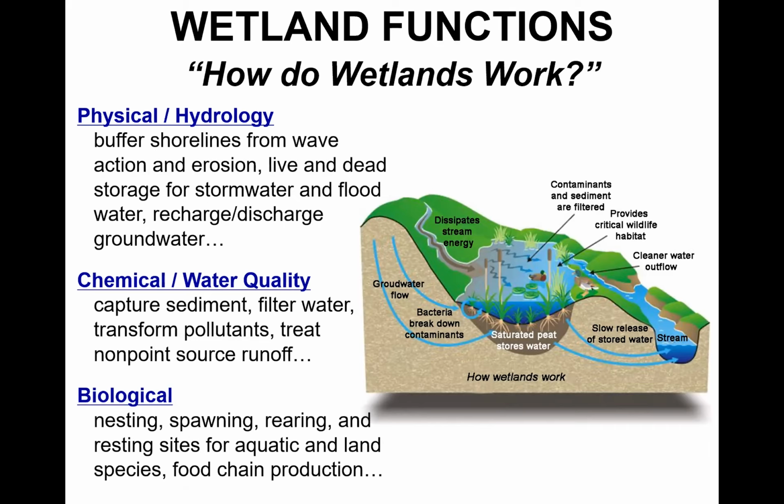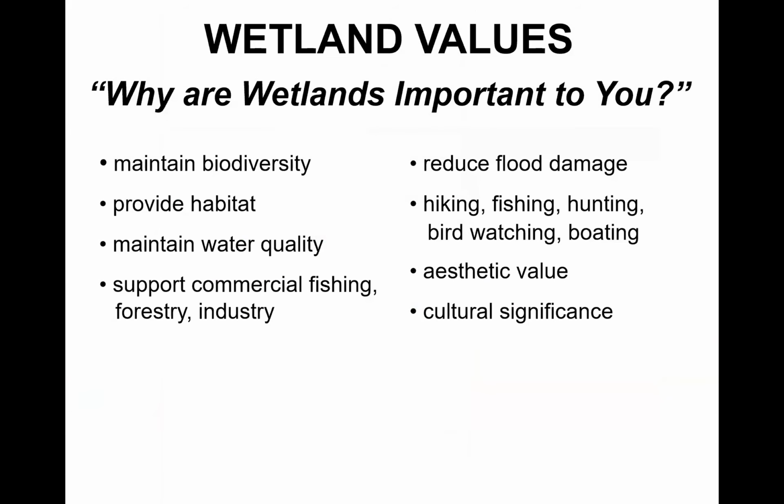We can look at physical or hydrological information, things like buffering shorelines from wave action or erosion, live and dead storage for stormwater and floodwater, recharge, discharge of groundwater. Wetlands also have important chemical and water quality functions. They capture sediment, they filter water, they transform pollutants, they treat non-point source runoff. They also have important biological functions, so nesting, spawning, rearing, and resting sites for aquatic and land species, food chain production, and so forth. So physical, chemical, and biological processes are the three baskets that we use to describe how wetlands work. But then there's something else.